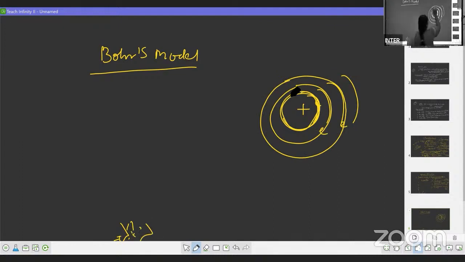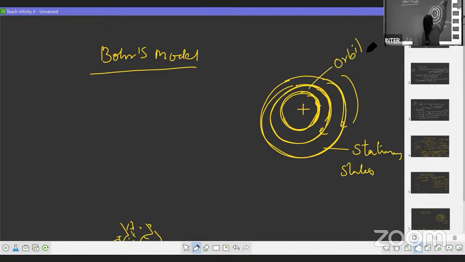Now, the electron will have fixed energy and these orbits will also have fixed energy. So there is no change, meaning each orbit has got its fixed energy. Because of that, these orbits are called stationary states. These circular paths in which the electron is revolving are called orbits. You should not say rotating.